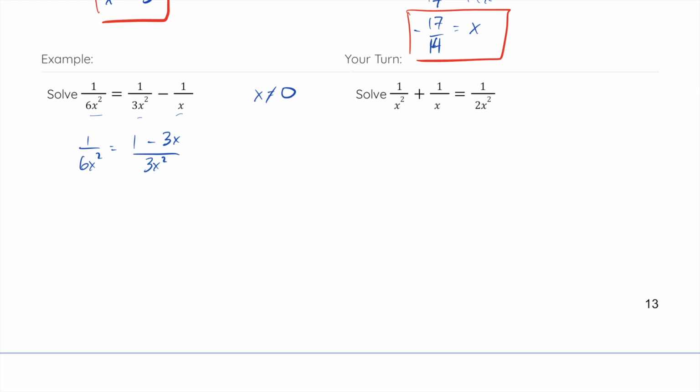If you're a little confused on that, make sure you go back and check out that video on how to add and subtract rational functions. But basically, I multiplied the numerator and denominator by 3x to get a common denominator of 3x squared.